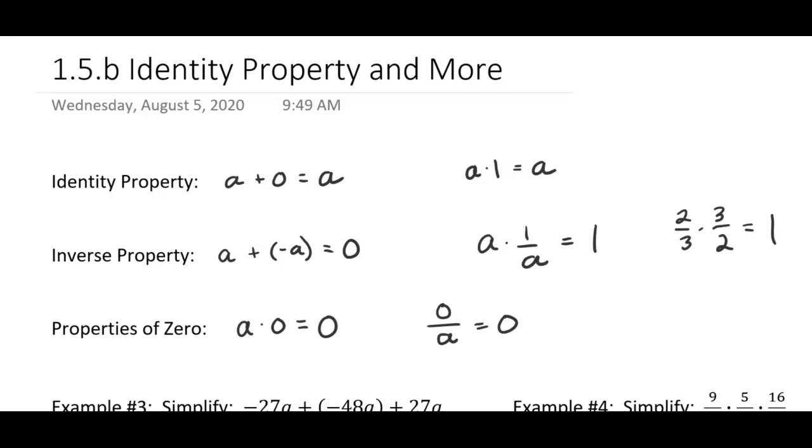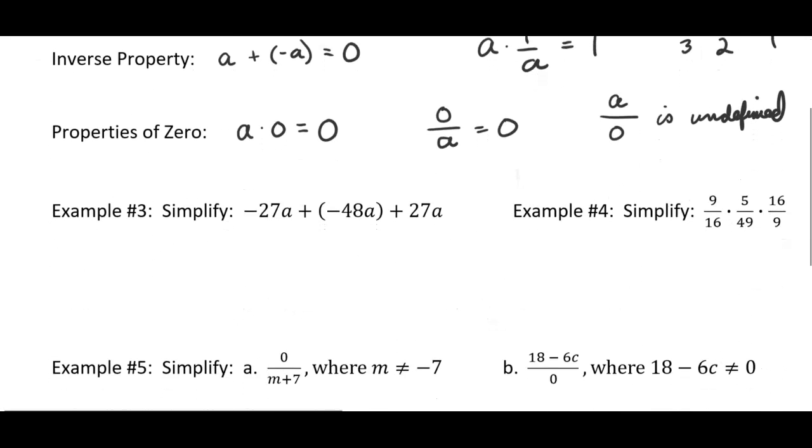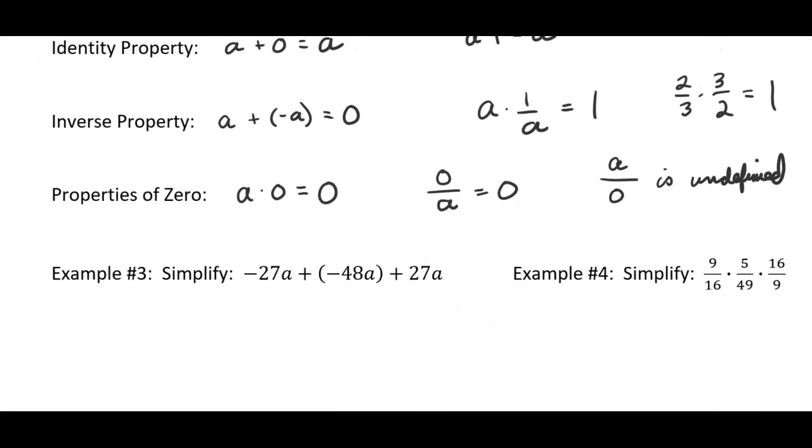So that is true. But if you have any real number and you try to divide it by 0, that is undefined. Sometimes they'll say it does not exist. So we can't divide by 0. That's not allowed. You don't get a real number. So just remember, can't divide by 0. That's undefined.